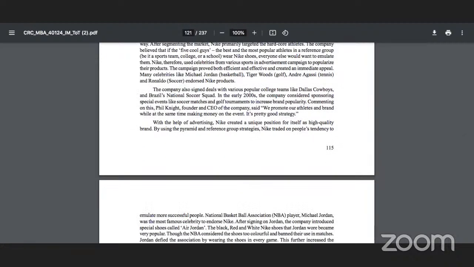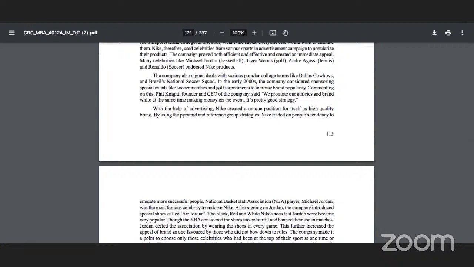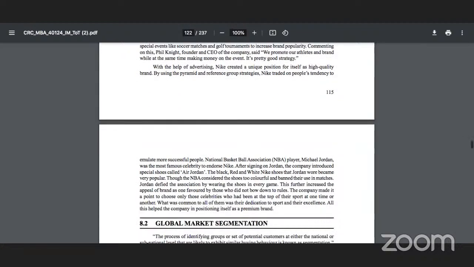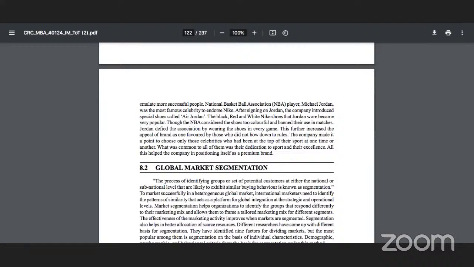So, with the help of advertising, Nike created a unique position for itself as a high quality brand. And by using the pyramid and reference group strategies, like we had the three level division of the pyramid, with the smallest point at the top and the broad base at the bottom, Nike traded on people's tendency to emulate more successful people. NBA player Michael Jordan, who is very well known to most who follow basketball, is the most famous celebrity to endorse Nike.